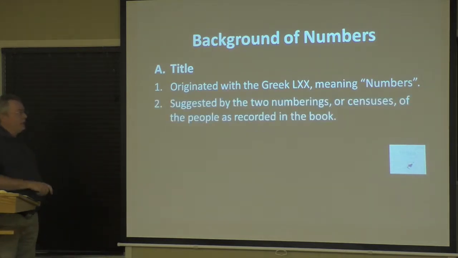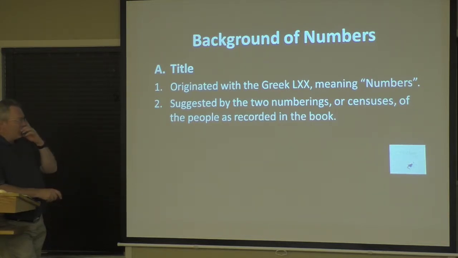And that was suggested by, again, there are two numberings, or what we would call censuses, that the people record in the book, or Moses records in the book. So what God wanted them to do at the beginning of the book was number or do a census of the number of fighting men or warriors that they had. And at the end of the book, with the new generation, guess what he's going to ask Moses to do again? To do another census and compare the old number with the new number. And it's quite interesting what we find out when that takes place. So hence, why we call this book Numbers, because of the numbering of the people.